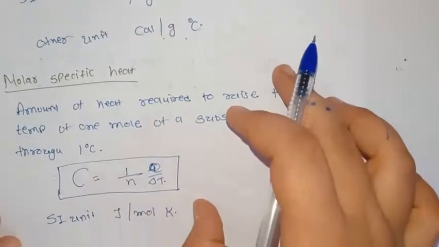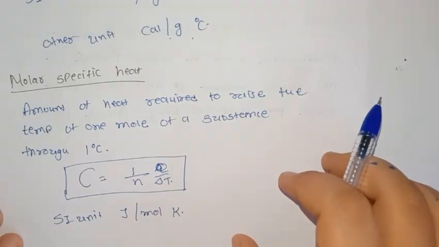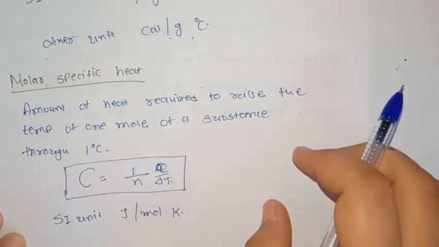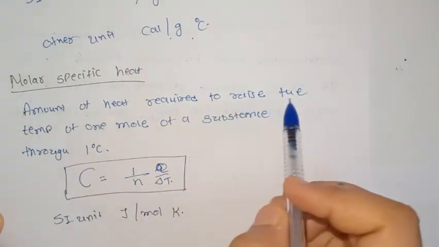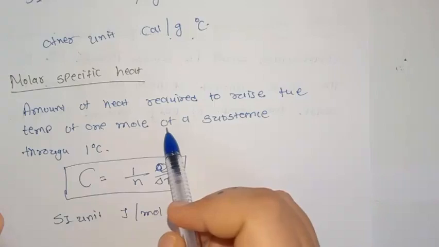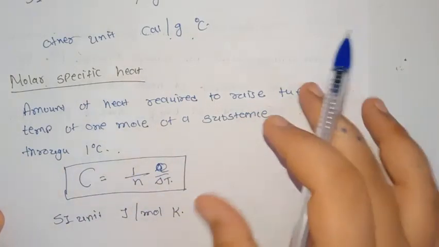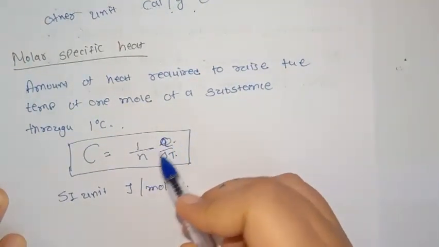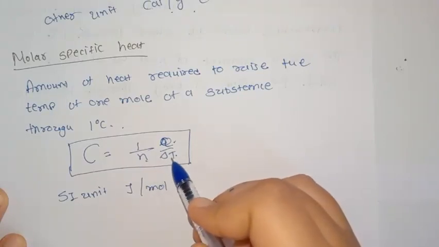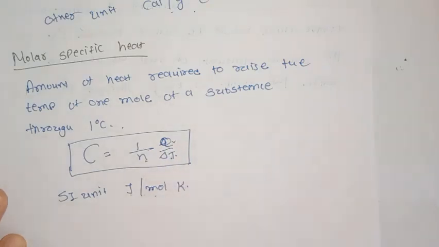The molar specific heat. If instead of mass we find the specific heat required per mole, then it will be molar specific heat. It is the amount of heat required to raise the temperature of 1 mole of a substance through 1 degree Celsius. It is denoted by capital C, that is equal to the heat required per unit mole to change the temperature by 1 degree Celsius. So its unit will be joule per mole Kelvin.